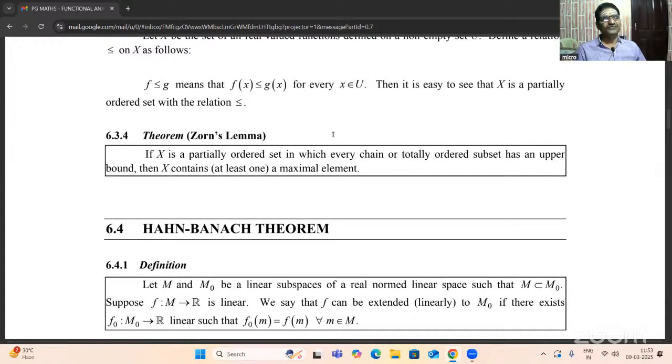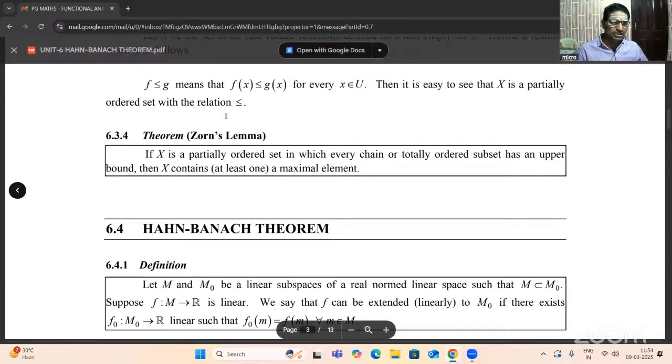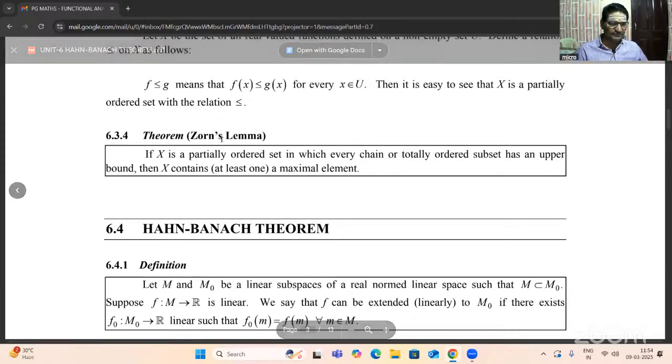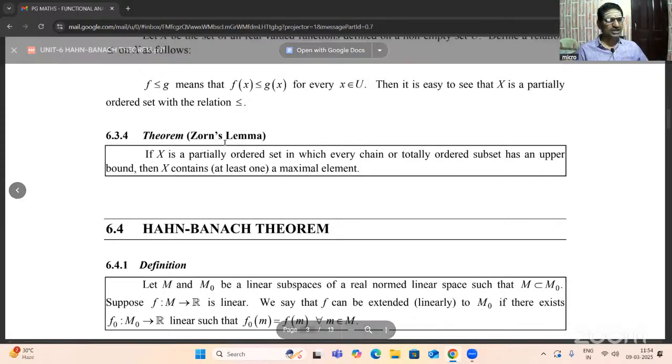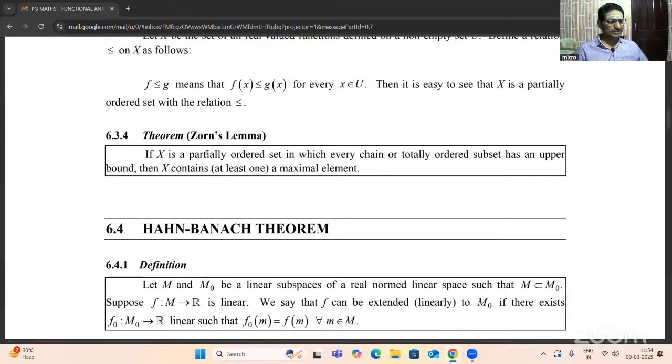Now, this is also related to the basic concept of the well-ordering principle: any non-empty subset of the positive integers has a least element. But here, especially Zorn's concept is there. Zorn is also one of the mathematicians.